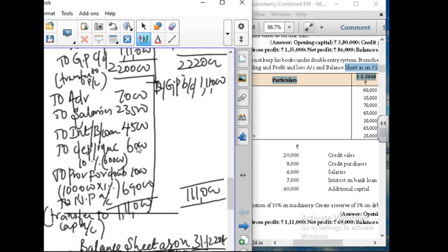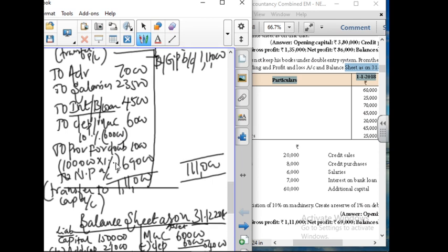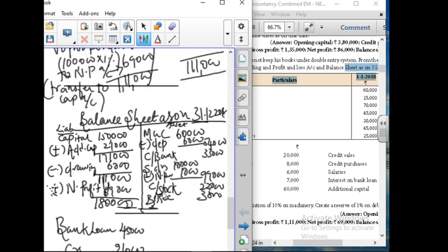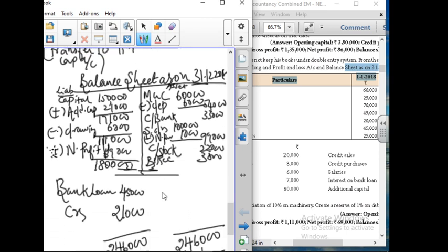And regarding your profit and loss account, advertisement, salaries, interest on bank loan, it is in expenses. So we have written it in the profit and loss. Depreciation on machinery 10% on 60,000. 60,000 is a closing information. Provision for doubtful debts, 1 lakh at 1%, comes around 1,000, and your net profit comes around 69,000. With this we are going to tally the balance sheet, capital 1 lakh 50. I think the capital is 1 lakh 50.